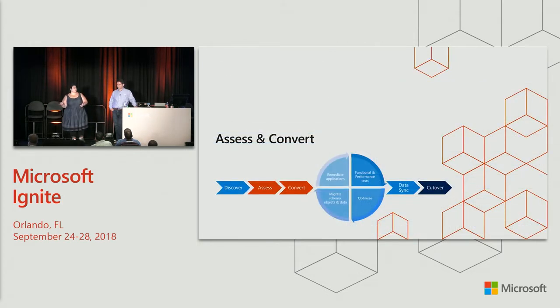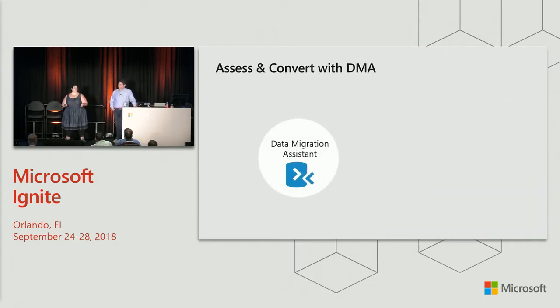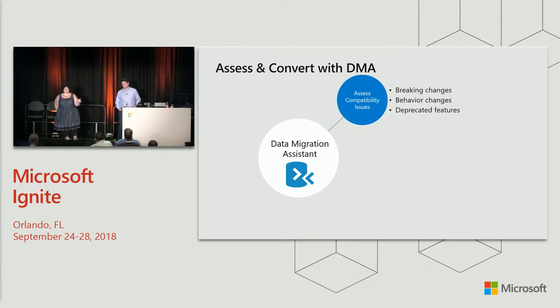All right, so the next step would be assess and convert. For the assess and convert phase, you would leverage the Data Migration Assistant. What the Data Migration Assistant does is look for compatibility issues. Do I have any breaking changes? Do I have any behavior changes that could influence how my code behaves, how it's interpreted, things like that? And are there any deprecated features?